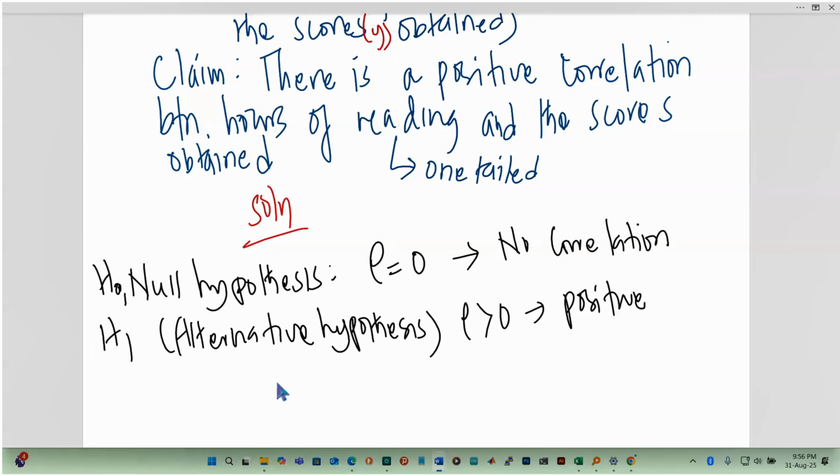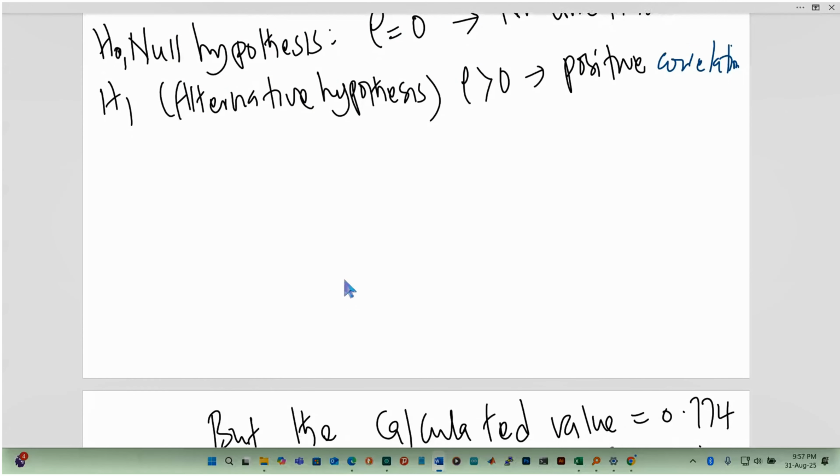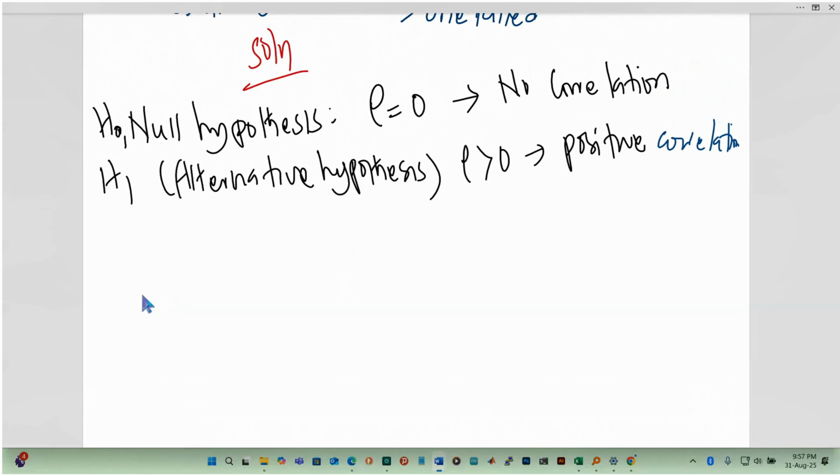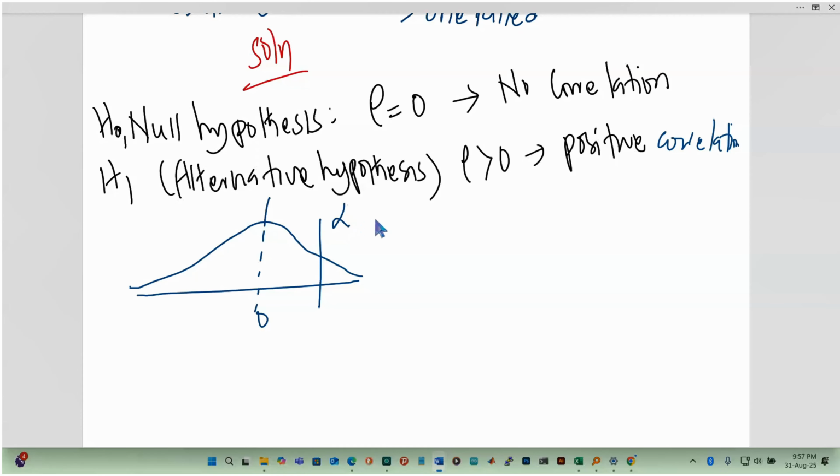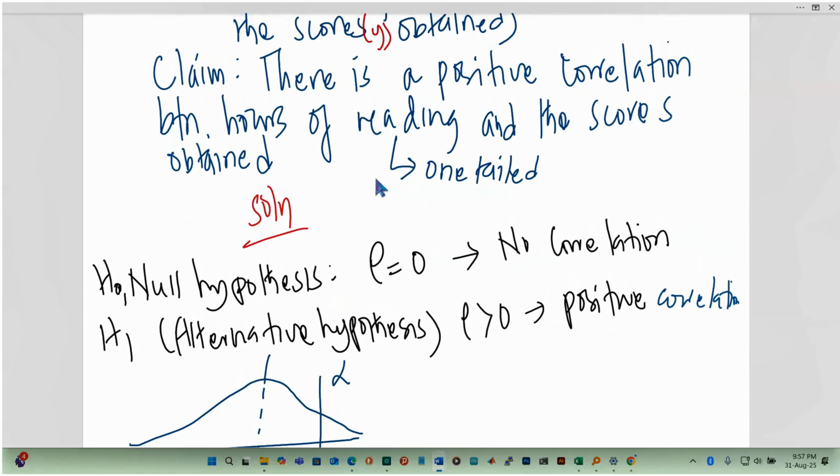Then the alternative hypothesis is the one that is obtained from the claim. So it is greater than 0, implying there is a positive correlation. So from there, we need to draw the distribution curve. When you draw the distribution curve, the center is at 0, and then you need to look at the level of significance.